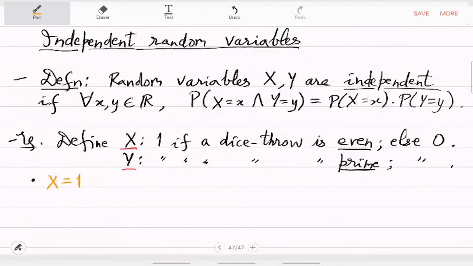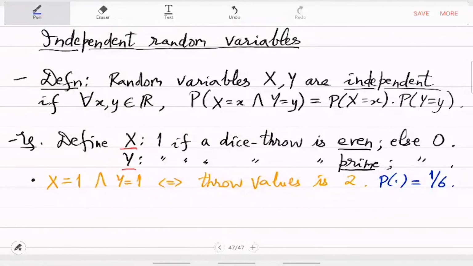So, X equal to 1 and Y equal to 1. I am fixing small x and small y to be both 1. What is the probability that both of them are 1? Both events, even and prime, are true only when 2 is thrown, since 2 is the only even prime. So the probability is 1 over 6.